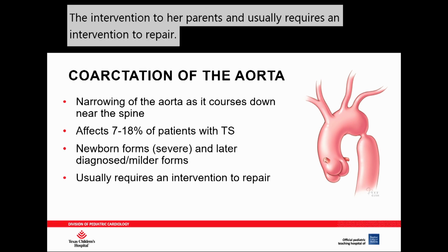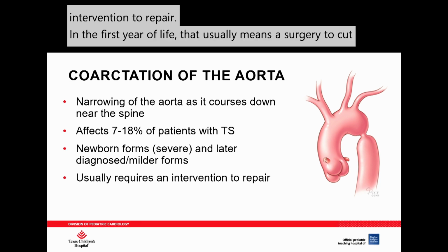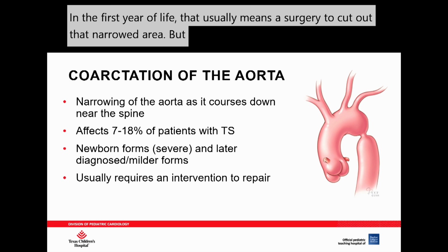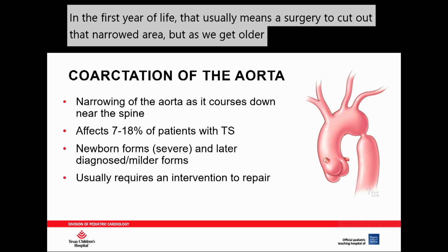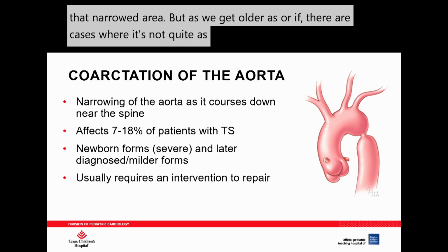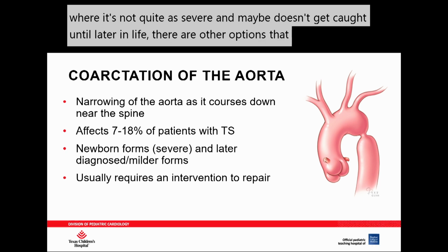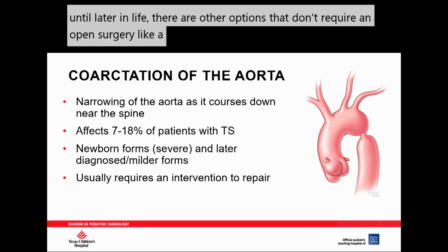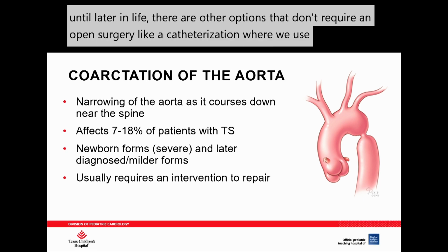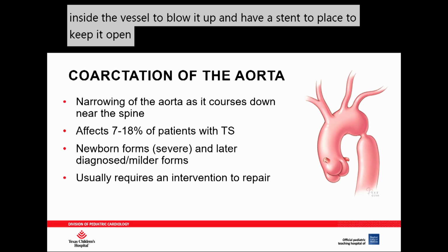In the first year of life, that usually means a surgery to cut out that narrowed area. But as we get older, or in cases where it's not quite as severe and maybe doesn't get caught until later in life, there are other options that don't require an open surgery, like a catheterization, where we use balloons inside the vessel to blow it up and have a stent placed to keep it open. That can be used instead of a surgery.